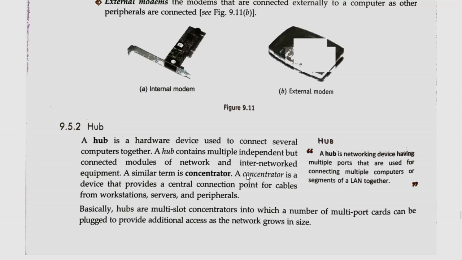Okay, so why are we basically using a hub? A hub is a networking device having multiple ports that are used for connecting multiple computers or segments of a LAN together. Okay, so it is also mentioned here. Basically, hubs are multi-slot concentrators into which a number of multi-port cards can be plugged to provide additional access as the network grows in size. Okay, so if you want to increase the network strength or the number of systems in the network, you have to add on multiple systems. So again, you can go on adding those systems with the single hub.